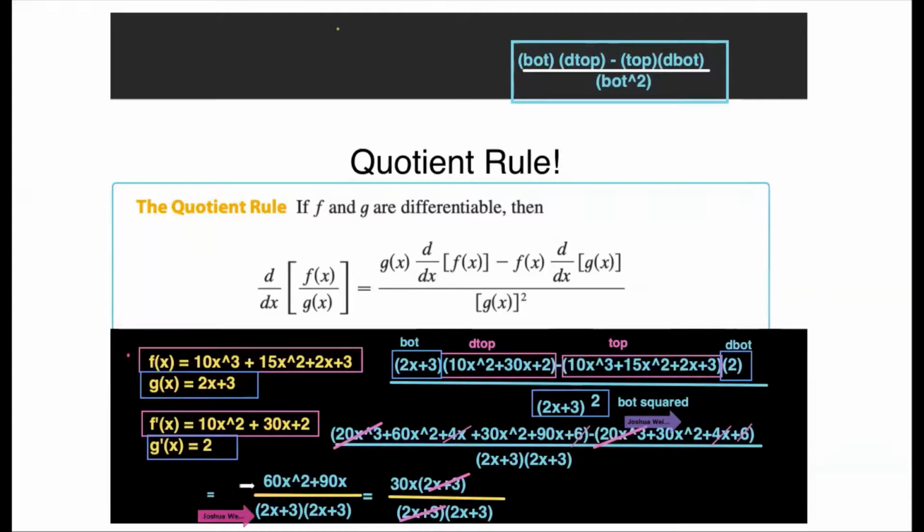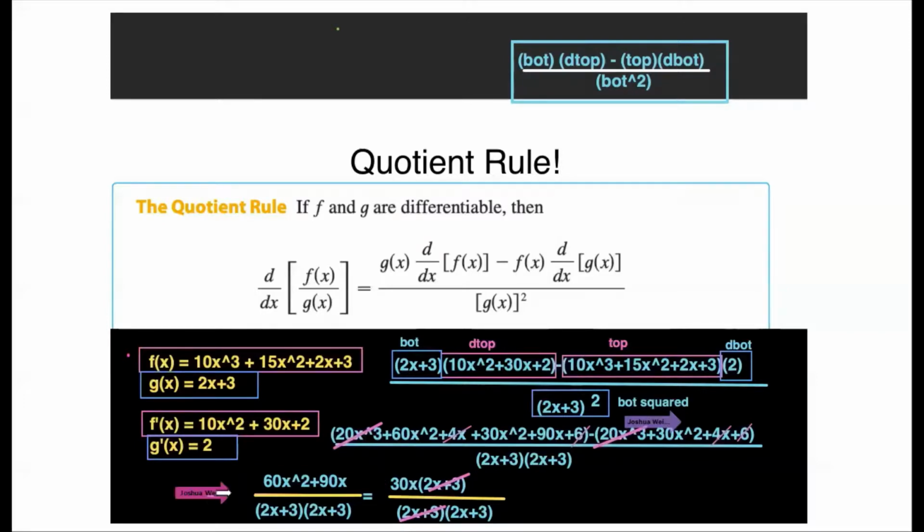He goes, well, I don't know. Can't you just, don't you want to do the bottom is 4x squared plus 12x plus 9? I said, no. Left factor the top. Tell me what you get. He said, it's 30x times 2x plus 3. I said, aha. See how the factor cancels? And we get that the correct derivative is 30x over 2x plus 3.